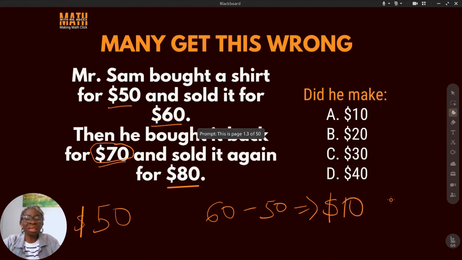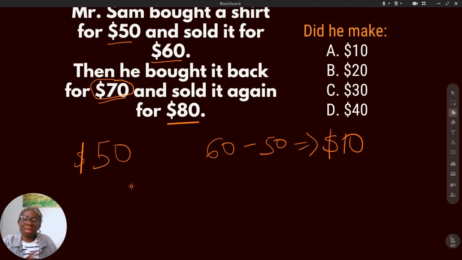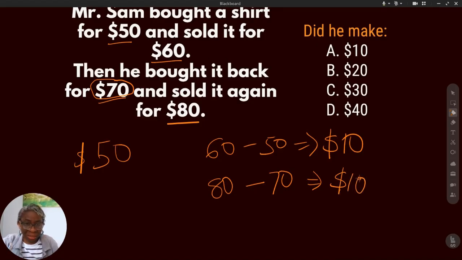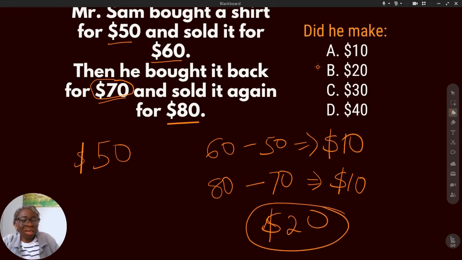Then he bought it back for $70 and sold it again for $80. So he sold it for $80 and he bought it for $70. So that means he made another profit. The second time, he made another profit of $10. So that means he made a total of, I mean, $20. His total profit is $20.